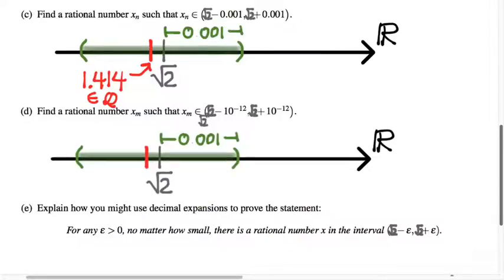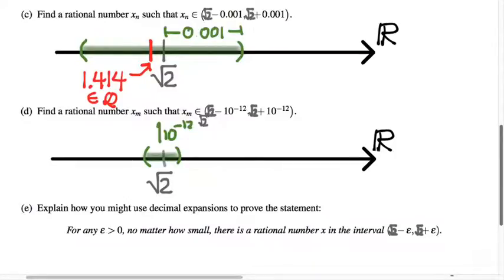So now in part D, our interval doesn't have a radius of 0.001 anymore. Now the radius is 10 to the power minus 12. So we have a much, much narrower target that we're setting for ourselves. So this time our radius is considerably smaller. 10 to the power minus 12 is the radius of this interval here. So what was an example of a rational number inside that small interval?